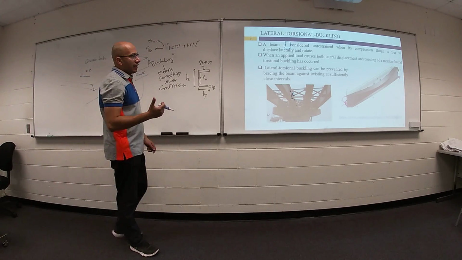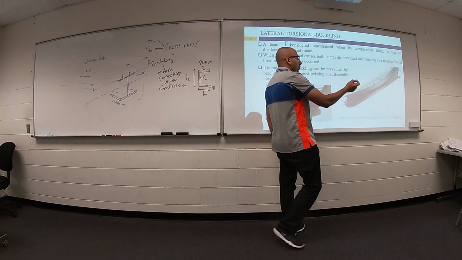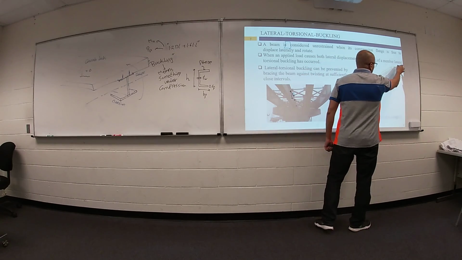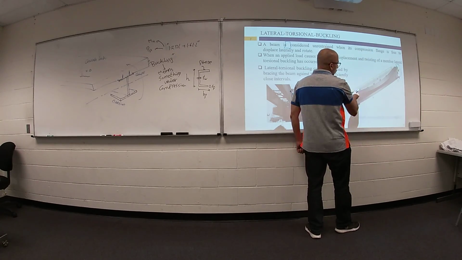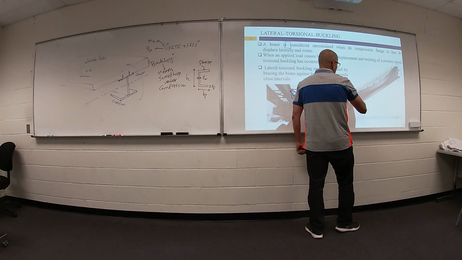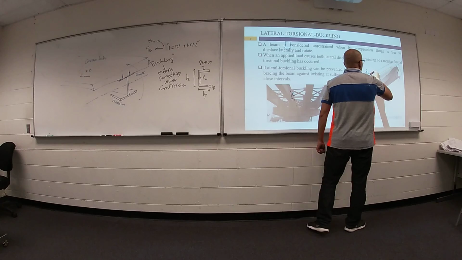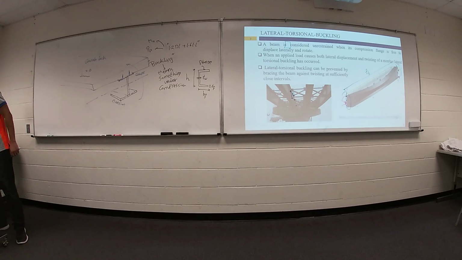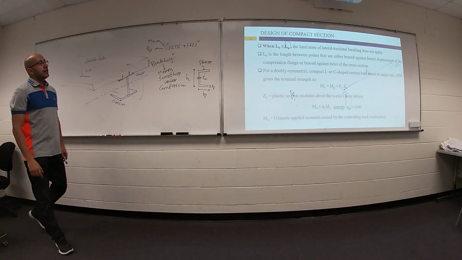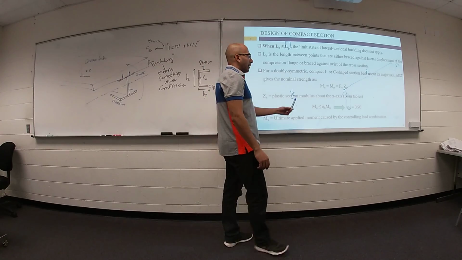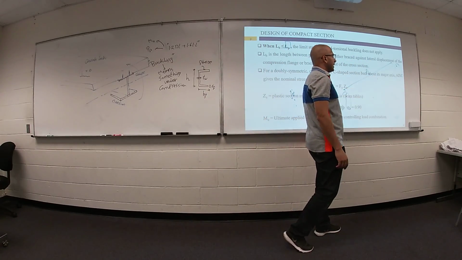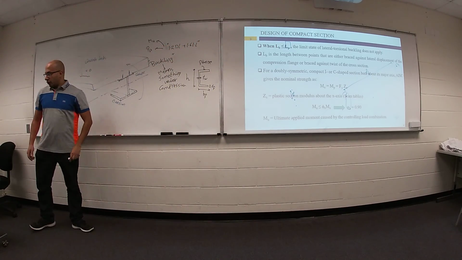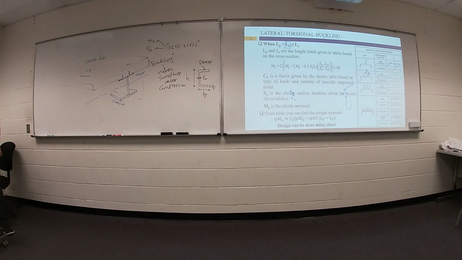In this case, your unsupported length, your flange is supported here at this location, supported here at this location. In between, we don't have any support. So your distance is called LB. So LB is the length between points that are either braced against lateral displacement or braced against twist of the cross section. So you can figure it out from your structure.